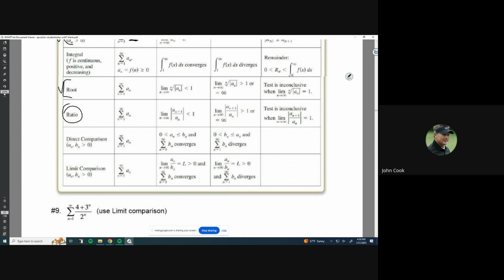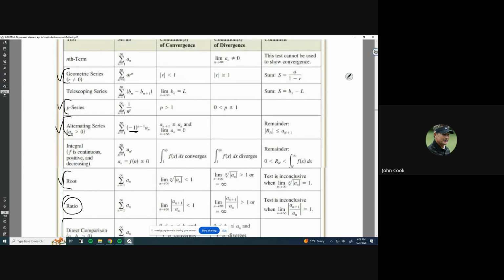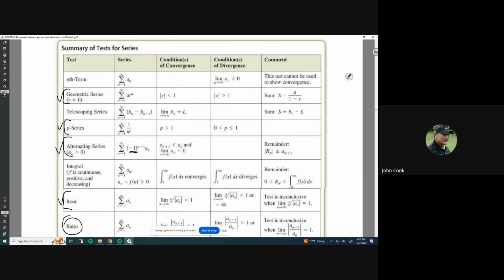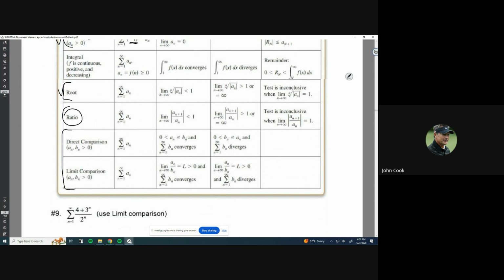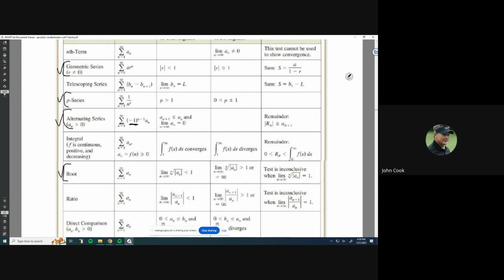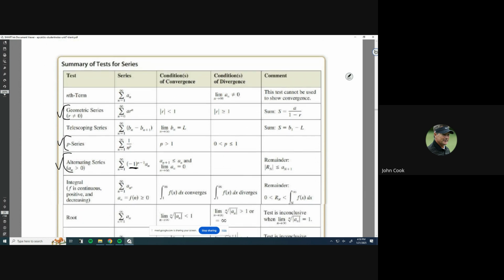The other really obvious ones are these two. If it looks real close to one of these, like a P series or a geometric series, I usually use the limit comparison test for that one. I usually use the limit comparison test, where you make a fraction instead of direct comparison. They are more or less interchangeable.